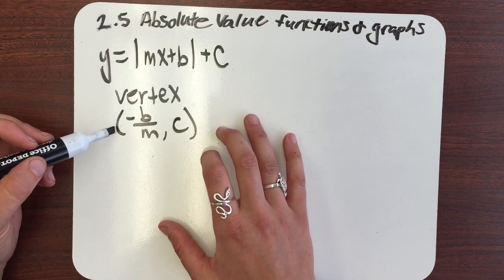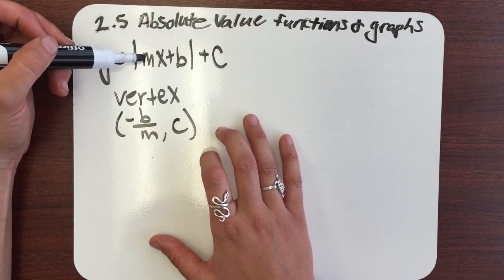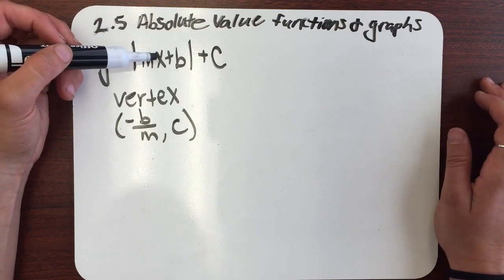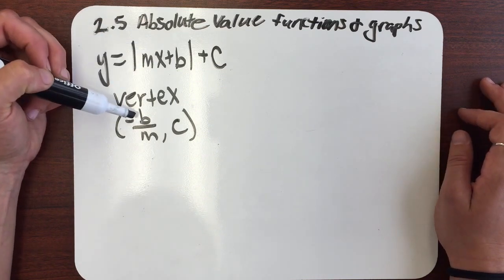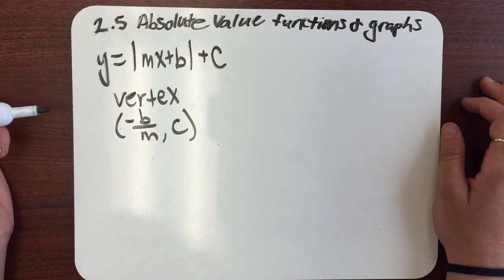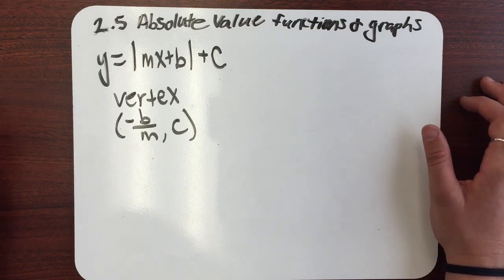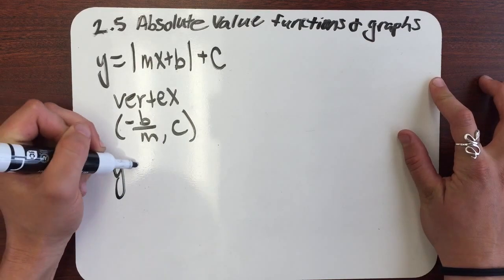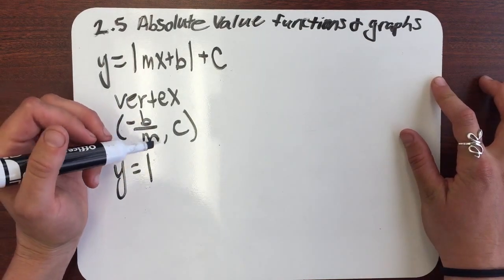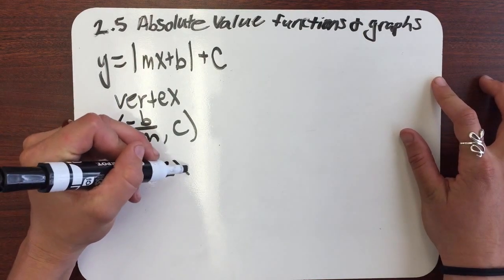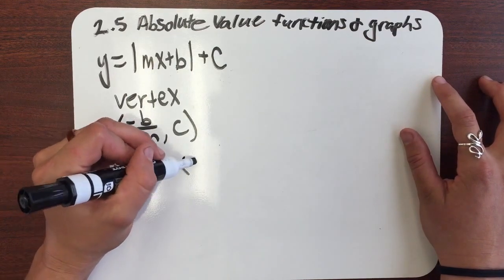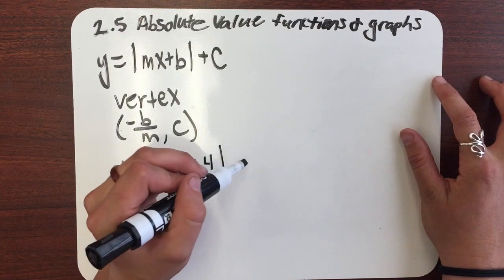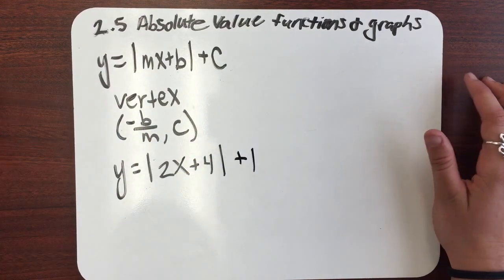Once you find the vertex, you can use your slope to find other points, or you can plug in x values to the left and to the right of your vertex that you find. So let's do an example of a problem. Let's say we have y equals the absolute value of 2x plus 4 plus 1.